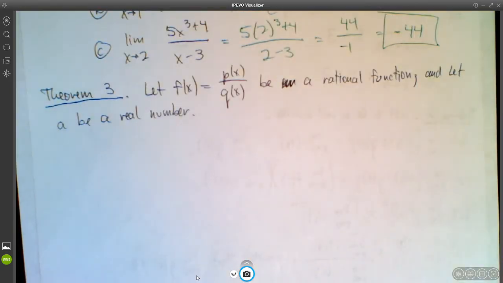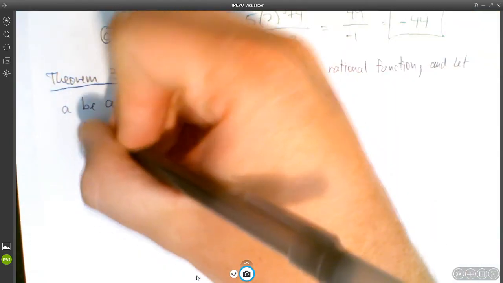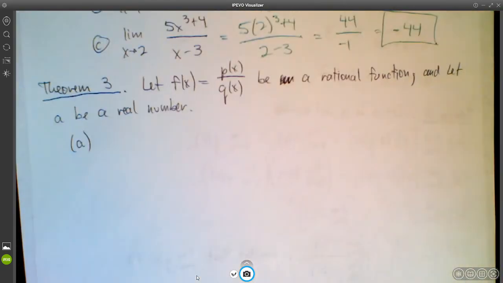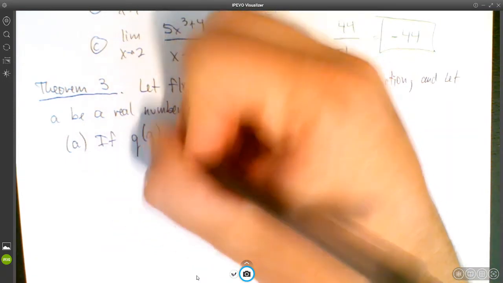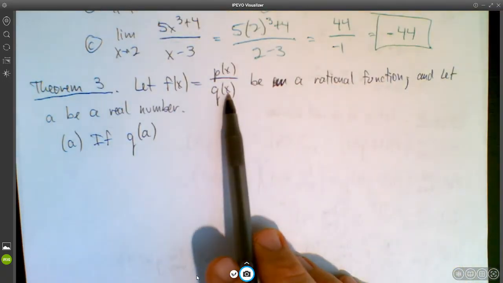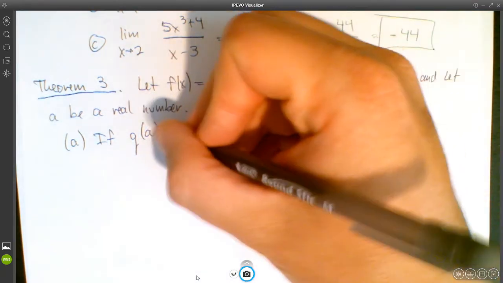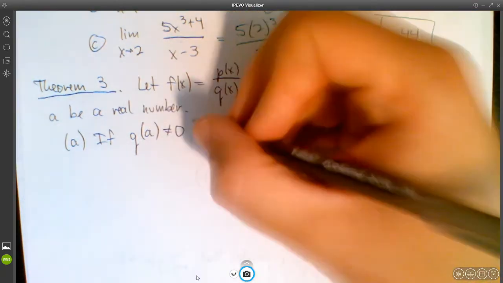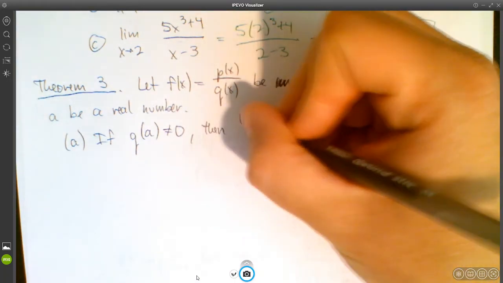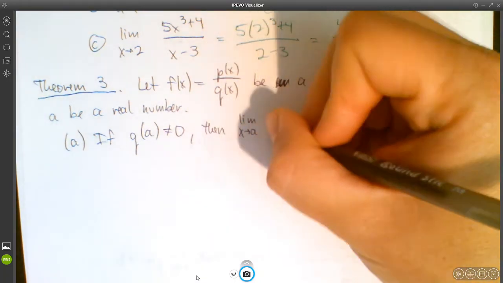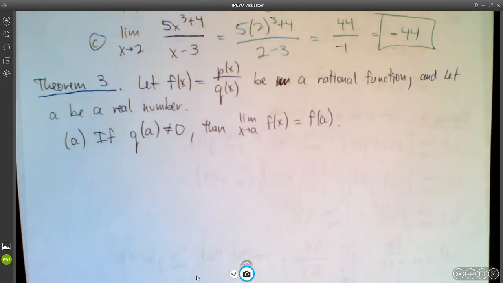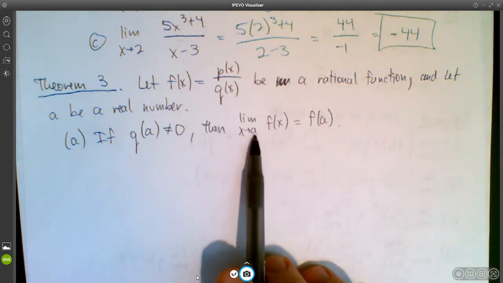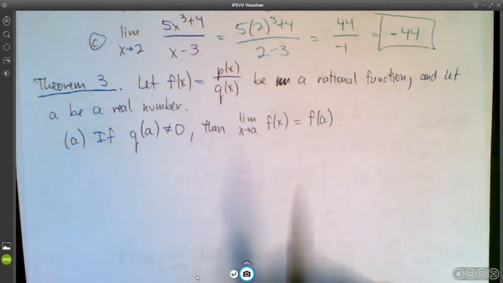Okay, so a couple things to say. First of all, as we saw in part C up here, if the denominator is not 0, if you plug in a for q and you get something that's not 0, so if q of a is not 0, then the limit as x approaches a of f of x is just f of a. So if you don't get a 0 in the denominator when you plug in a, then that's your limit.